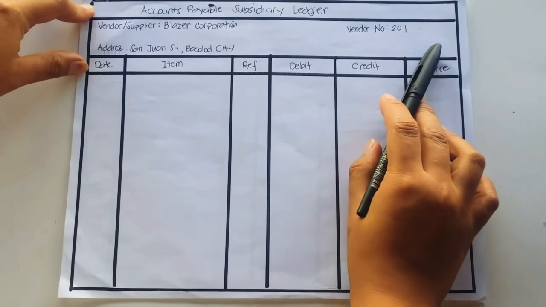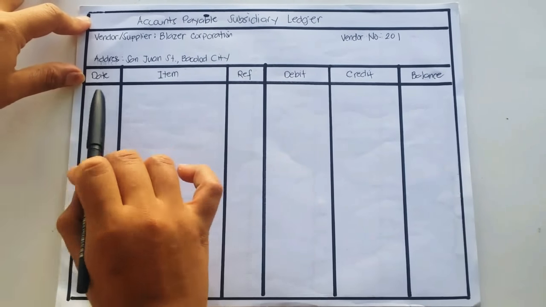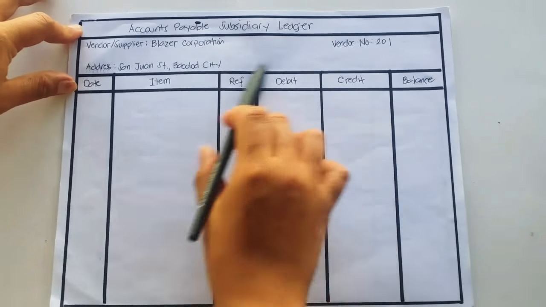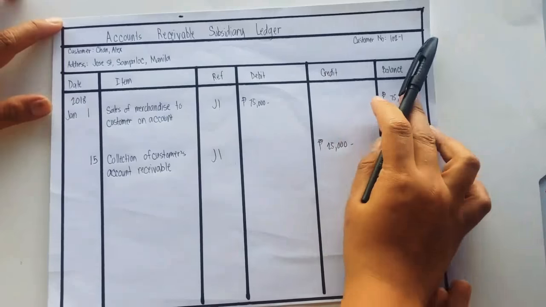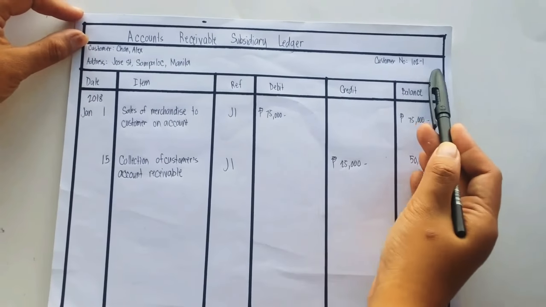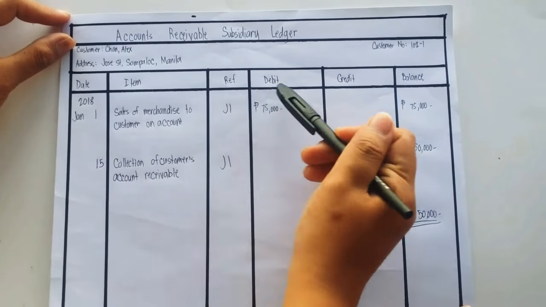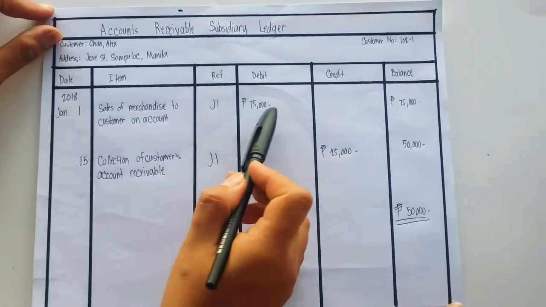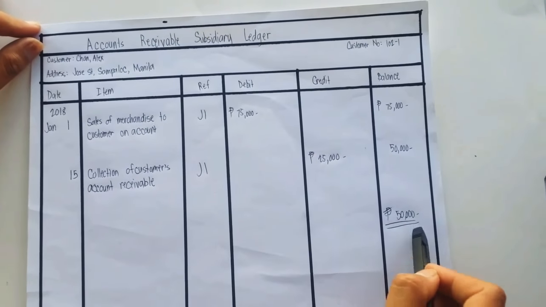Here is the accounts payable subsidiary ledger. It contains date, item, references, debit, credit, and the balance. And lastly, this is an example of a transaction under the accounts receivable subsidiary ledger. As you can see, the components of accounts receivable are the same as accounts payable under the subsidiary ledger. This is a transaction, and don't forget to write the double rule in your balance.